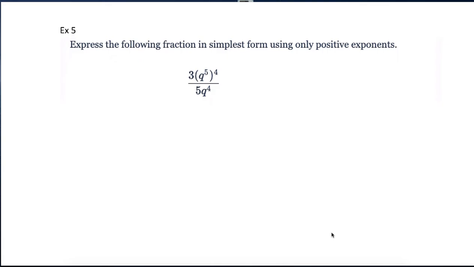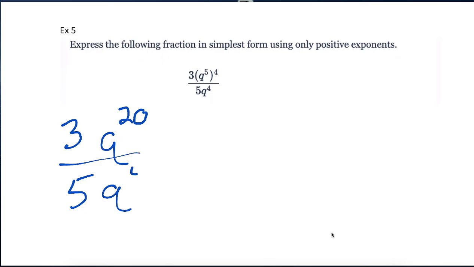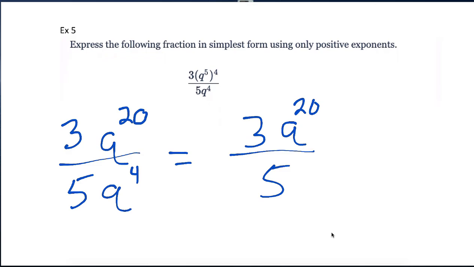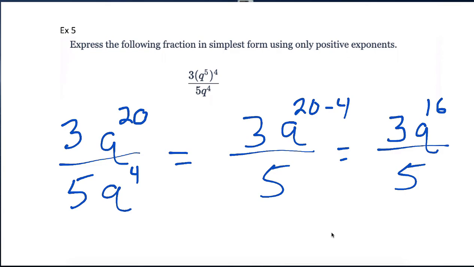Take example 5 here. Let's talk about the first one. We got 3 q to the 20th. We multiply the 4 times the 5 divided by 5 q to the 4th. Now, we can't do anything with this 3 divided by 5. We can't do anything with that. But remember, this is q to the 20th minus 4. So in that case, it's 3 q to the 16th divided by 5, if you simplified it.